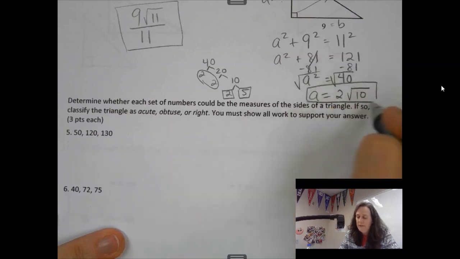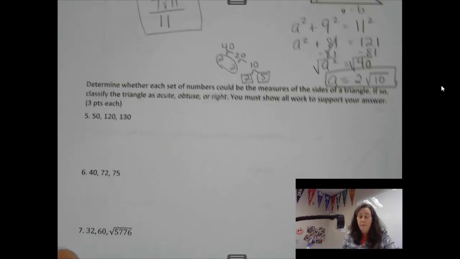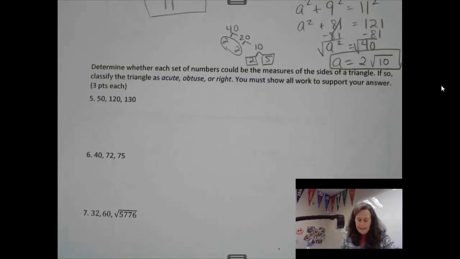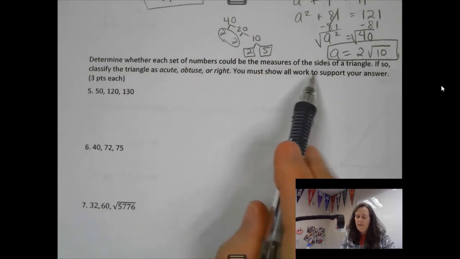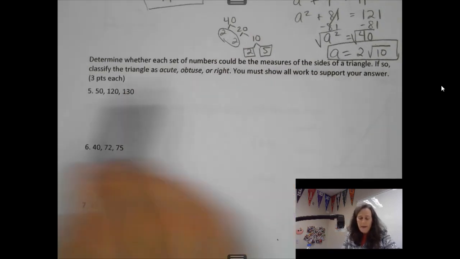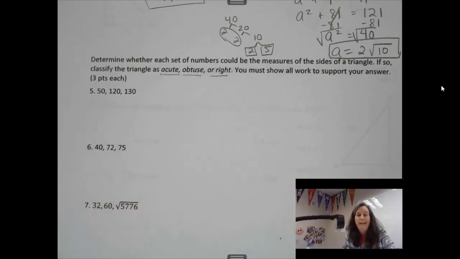Okay, that is simplified radical form. And all 4 of those first answers on your test you won in simplified radical form. I think from here on out, decimals will be okay. All right, determine whether each set of numbers could be the measures of the sides of a triangle. If so, classify it as acute, obtuse, or right.